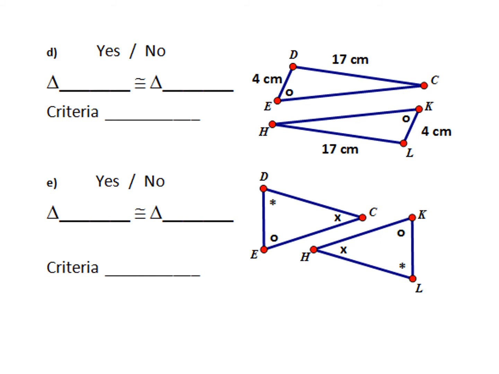This would be side, side, angle, or angle, side, side. And when you spell out angle, side, side in the abbreviation, you're swearing at yourself. So that's a no. Do not swear at yourself. It's not a criteria that works. Same thing here. I have 3 pairs of congruent angles, but I'm told nothing about the sides. So no, I cannot prove that those 2 triangles are congruent based on this information alone.